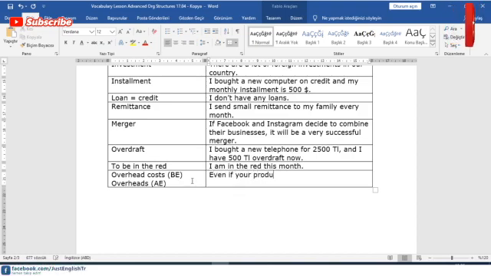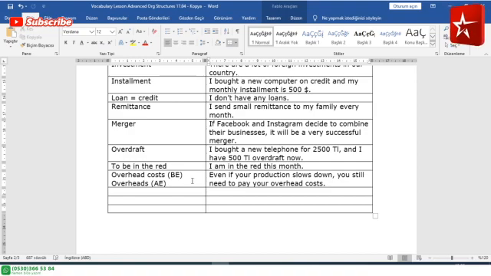Even if your production slows down, you still need to pay your overhead costs. Okay, I hope you understand.